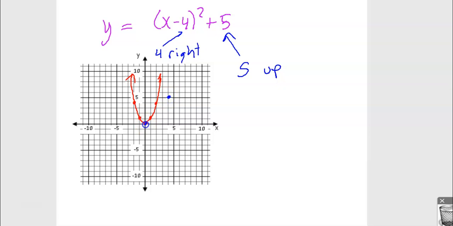So this point shifted there. And that's really what I'm going to do. I'm going to shift everything 5 up and 4 to the right. So 5 up, 4 to the right. And then every single thing gets 5 up, and then 4 to the right. And so that parabola is going to look like that, graphing it. And the same thing with each one of these functions.